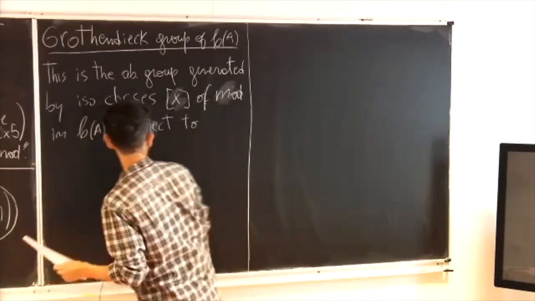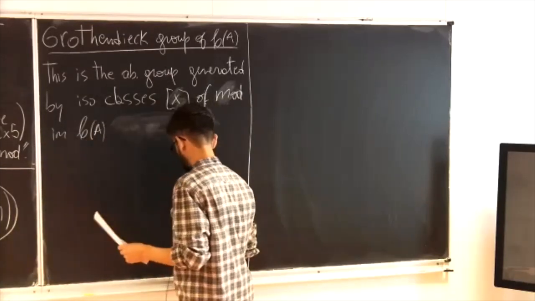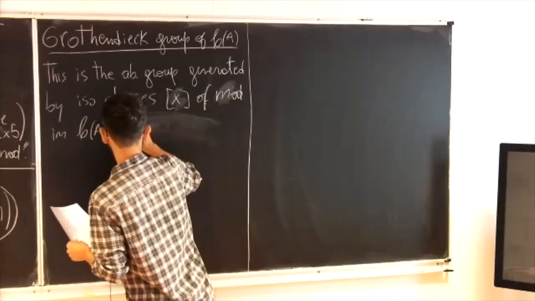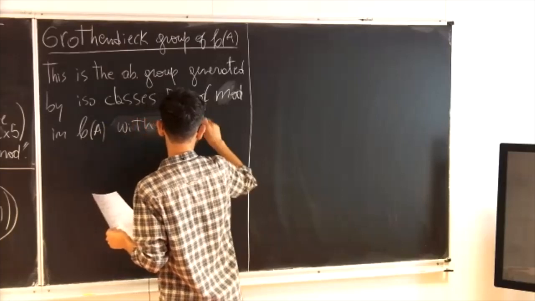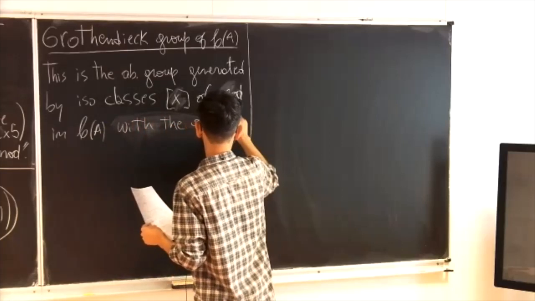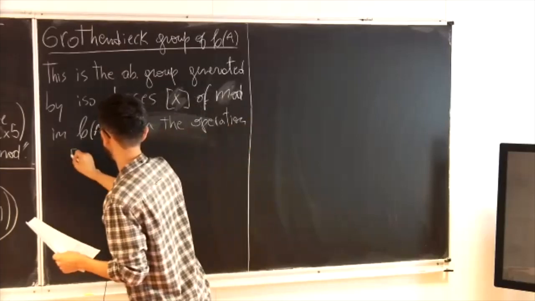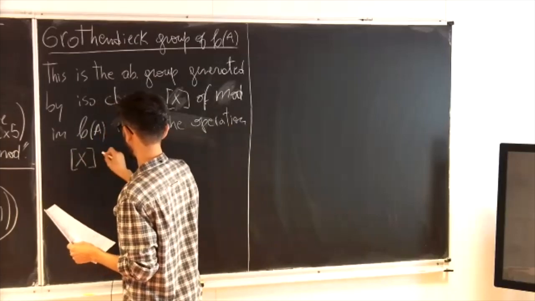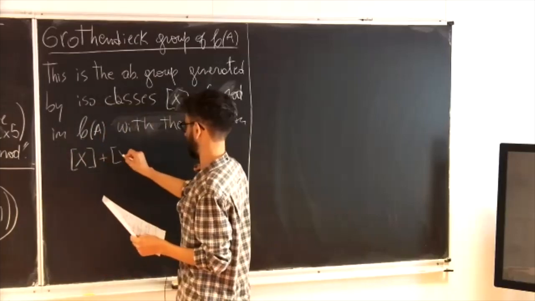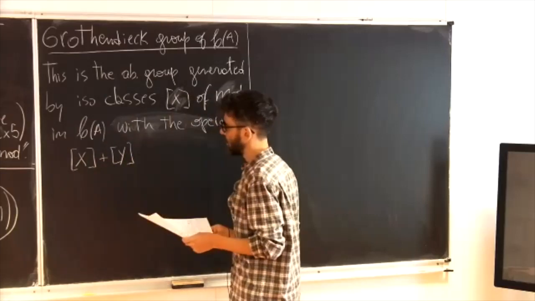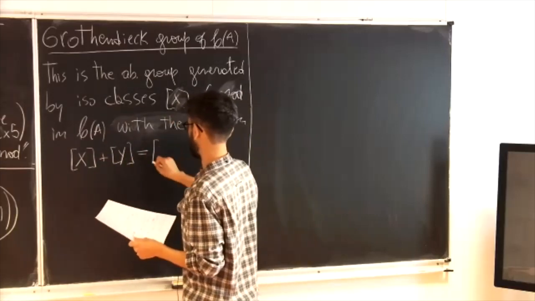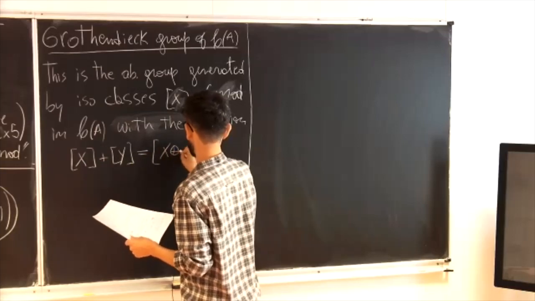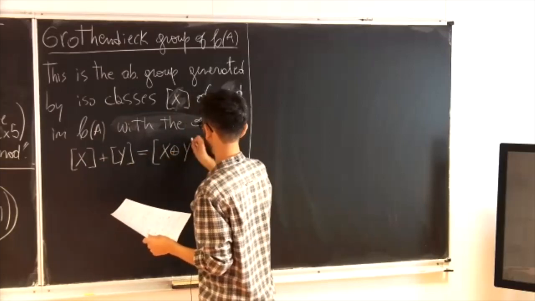Sorry. Before the subject generated by this with the sum with the operation, which is the operation if you have two classes of objects, x and y, the sum of them is the direct sum, is the isomorphic class of the direct sum.